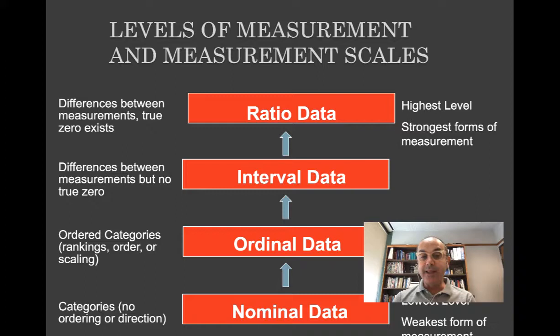The next level is interval data, which is the difference between measurements, but again, we do not have a true zero in a scale that actually helps us. The most valuable is ratio data, which has a true zero, and this is considered to be the highest level. Why do we need that?